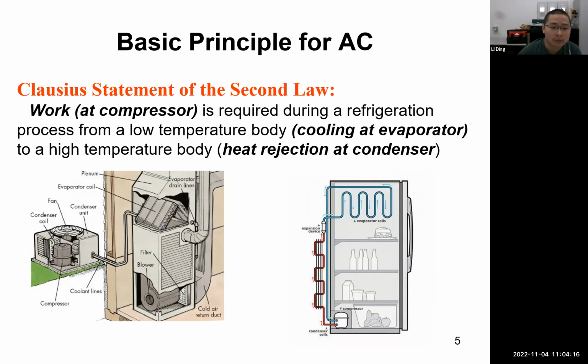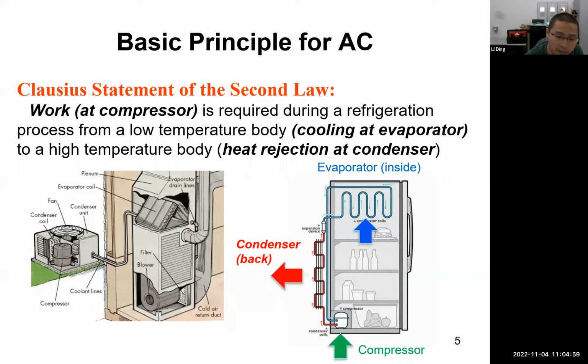So we will talk about the basic principle for AC. Based on the Clausius statement of the second law, work is required during a refrigeration process to move heat from a low temperature body to a high temperature body. Let's take the refrigerator as an example. The work input is at a compressor, and then the refrigerator can keep cool inside because the evaporator can absorb heat. And then the heat is rejected at a condenser to the outside.